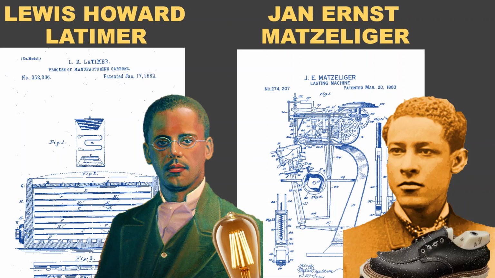Lewis Howard Latimer was the son of fugitive slaves. He improved carbon filaments used in light bulbs. Jan Ernst Metzeliger, born in South America, moved to the U.S. at the age of 19. Metzeliger invented a machine to attach soles to shoes, making the process more efficient and cutting the cost of shoes in half.